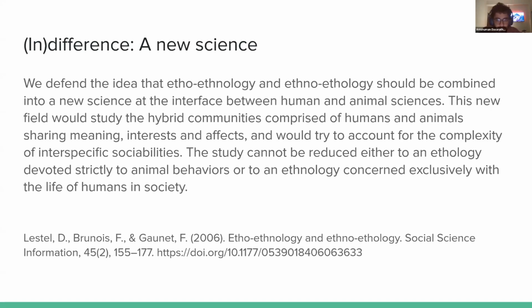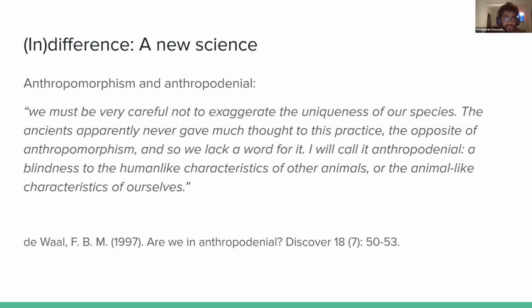So the authors of this paper, Ethoethnology and Ethnoethology, write, we defend the idea that ethoethnology and ethnoethology should be combined into a new science at the interface between human and animal sciences. This new field would study the hybrid communities comprised of humans and animals sharing meaning, interests, and affects, and would try to account for the complexity of interspecific sociabilities. The study cannot be reduced either to an ethology devoted strictly to animal behaviors or to an ethnology concerned exclusively with the lives of humans in society.